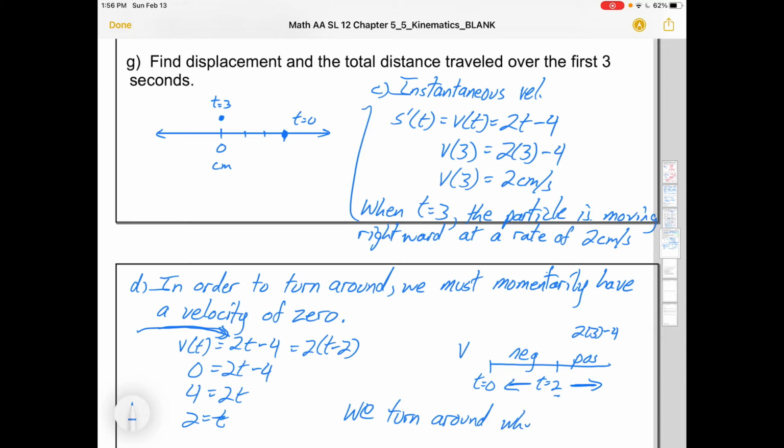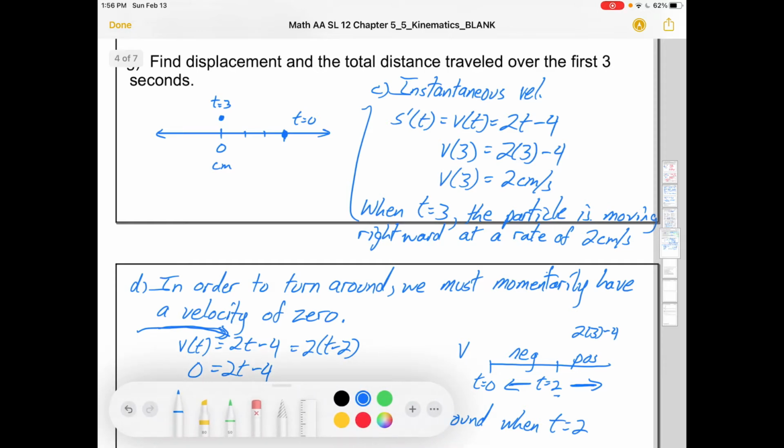when t equals 2. And you might say, well, we kind of knew that over here at this point. But actually, we needed to show that it does turn around with this little sign diagram.